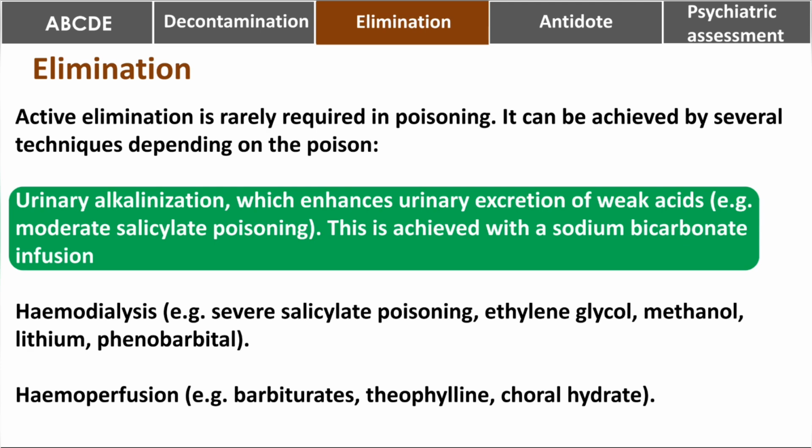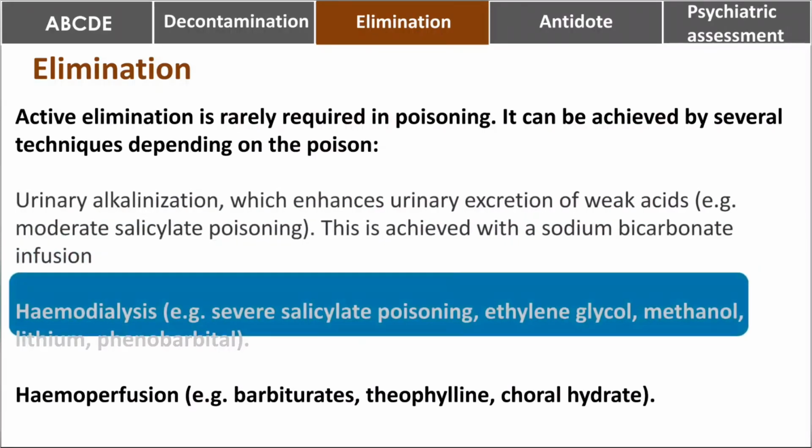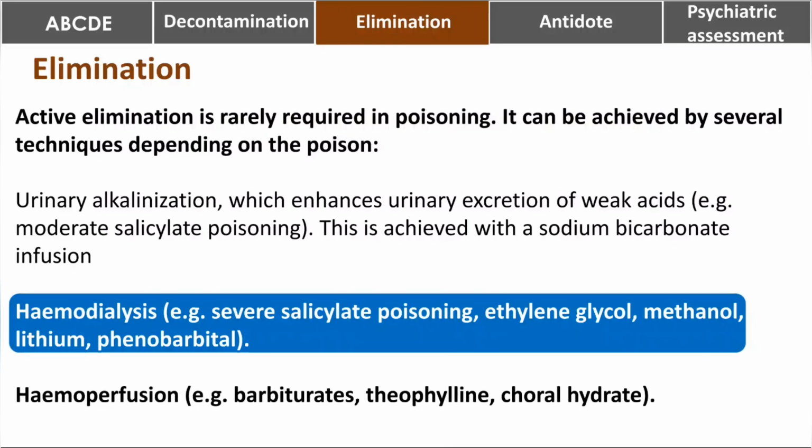In elimination, active elimination is rarely required in poisoning. It can be achieved by several techniques depending upon the poisoning. For example, for some weak acids, for example salicylate poisoning like aspirin, you need urinary alkalization by giving sodium bicarbonate. In severe salicylate poisoning, especially if more than 900 milligram per kilogram was taken, you may need hemodialysis. Also in ethylene glycol, which is antifreeze, methanol, lithium, phenobarbital, you may need hemodialysis.